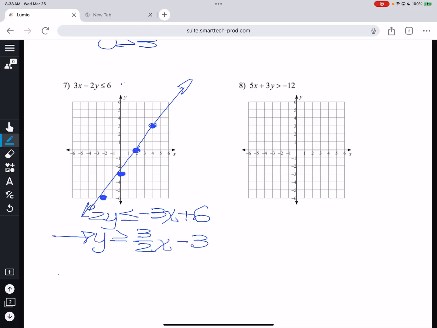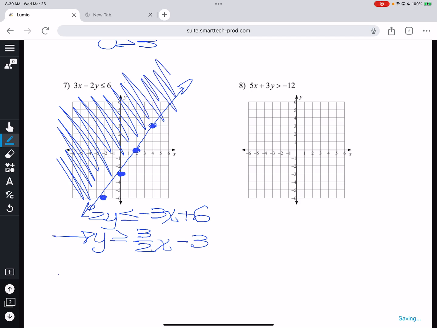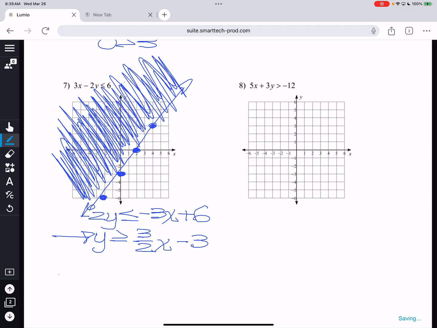So if you shade on the right side, that would be less than. Oh, you said on the other. Yeah, you're going to shade above the line. And again, you can plug in 0, 0 and see, and this time it would make a true statement. 0 is greater than negative 3 is what we would have. And that's true. All right. You do number 8.